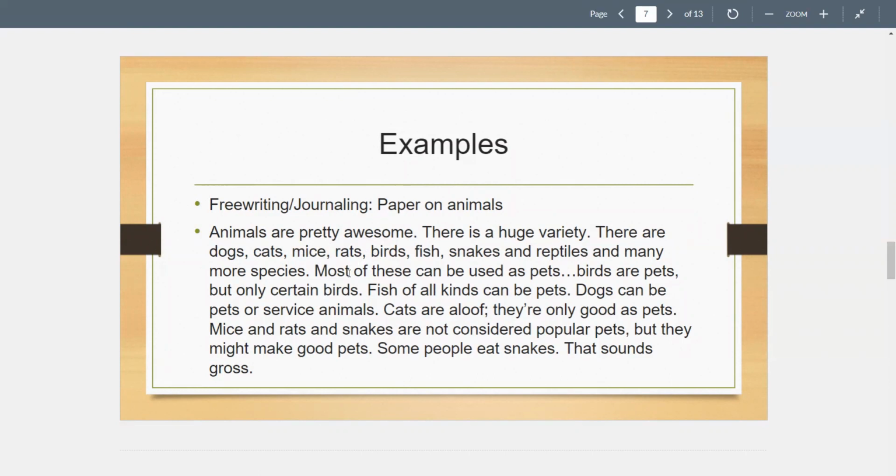So that could lead to a topic of how do animals and humans work together? How have humans domesticated animals? What has that process been like in different time periods compared to now?